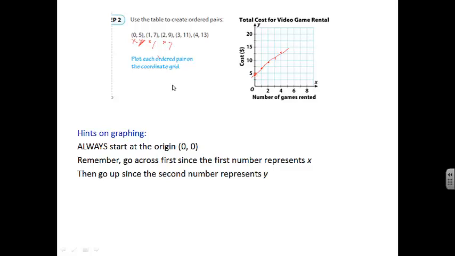Now, here's the question. Does this make a straight line? Yes, it does. If I had used a ruler to do that, that would be a straight line. Does it go through the origin? No, it does not. So this is non-proportional. First time I've mentioned that word today. Ooh, and I'm having trouble writing it. Non-proportional. Remember, for it to be proportional, it has to have two things. It has to be a straight line, and it has to go through the origin, 0, 0.